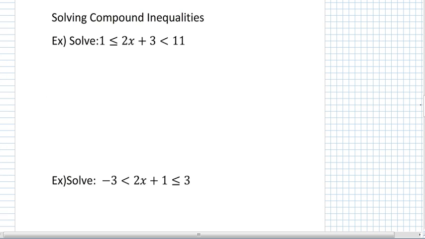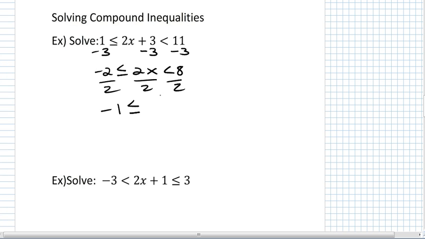Compound inequalities are ones that have 2 or more inequalities in them. Well, for the ones here where the x is in the middle, basically what you do to one side, you're going to do to the other. So in this case, we want to isolate the x in the middle. So we subtract 3 from both sides. And then we divide by 2. So we get -1 less than or equal to x, which is less than 4.